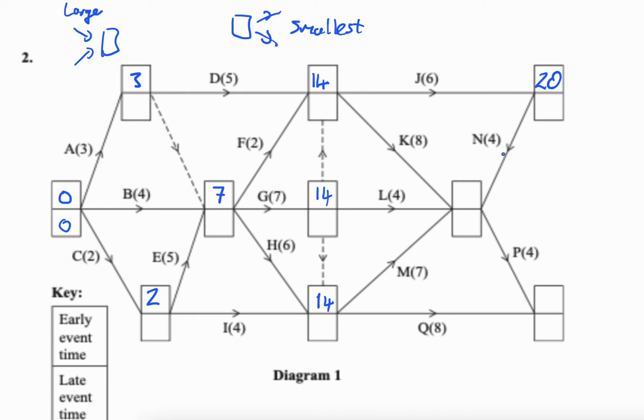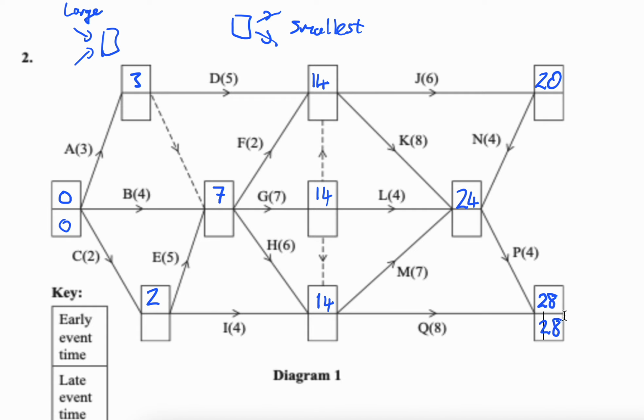24. You fell for me. I wanted to see if you realize 20 plus 4 is 24. Look at you. And the last one, 24 plus 4 is 28, and 14 plus 8 is 22. So the answer is 28. Since this is our final node, we also write 28 on the bottom.